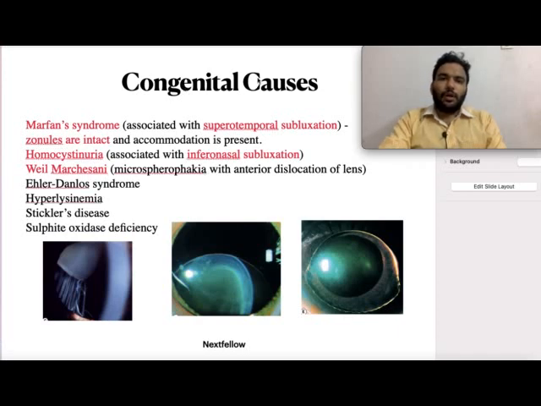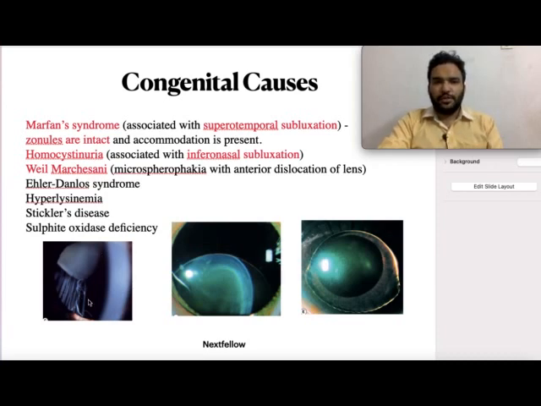So, congenital causes include Marfan syndrome, with supratemporal subluxation. The exact opposite is homocystinuria, which has infranasal subluxation. As you can see, this is Marfan's, supratemporal, and this is homocystinuria, infranasal. Here you can see the difference. There are zonules here, there are no zonules here. So that is another difference between Marfan's and homocystinuria.